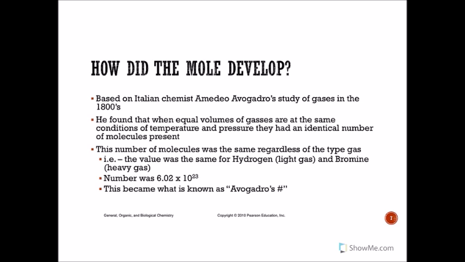And how did the mole develop? Based on an Italian chemist Amedeo Avogadro's study of gases in the 1800s, he found that when equal volumes of gases are at the same conditions of temperature and pressure, they had an identical number of molecules present. This number of molecules was the same regardless of the type of gas. So for example, the value was the same for hydrogen, a light gas, and bromine, a heavy gas. And they found the number was 6.02 times 10 to the 23, which became known as Avogadro's number.